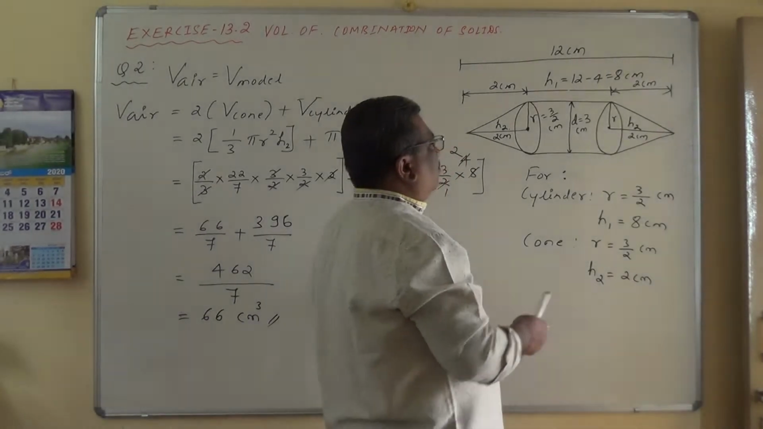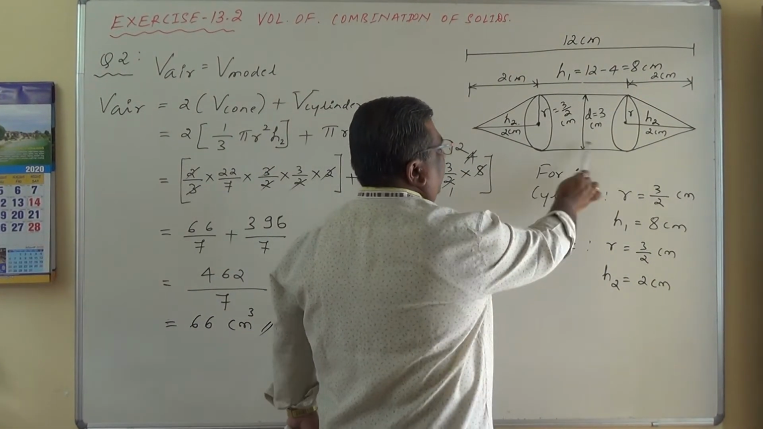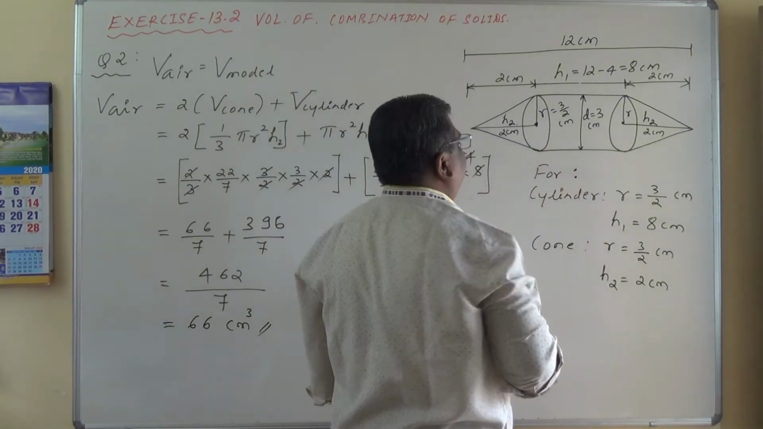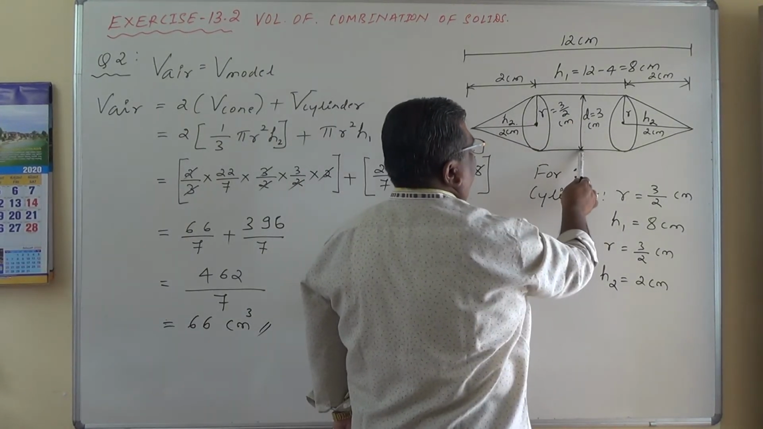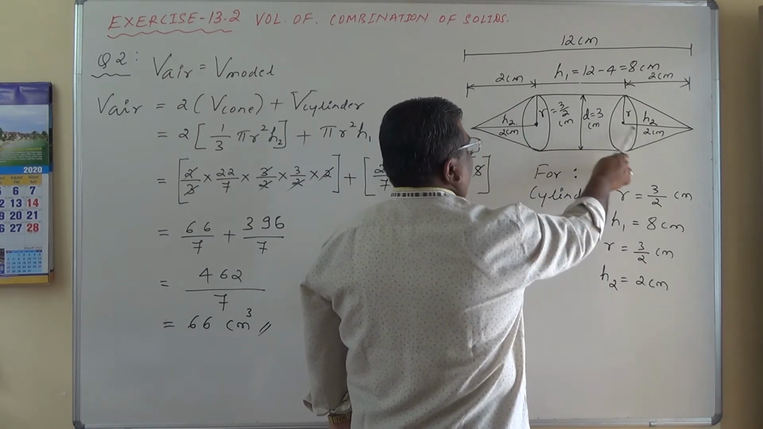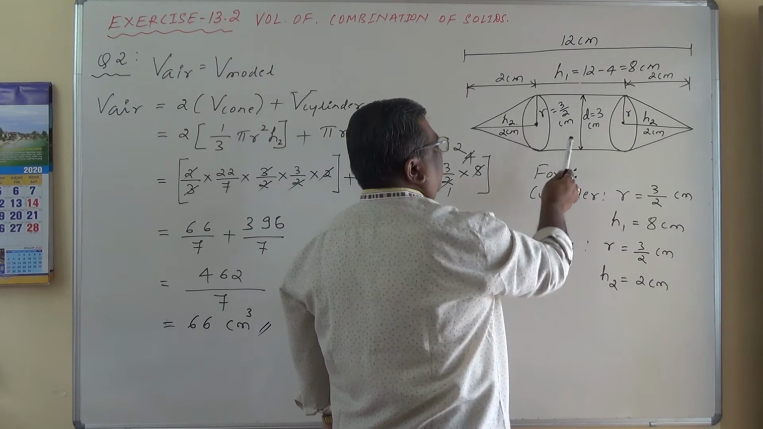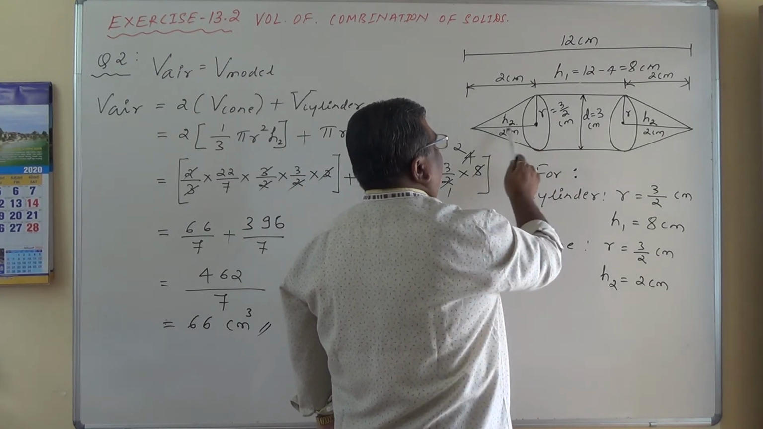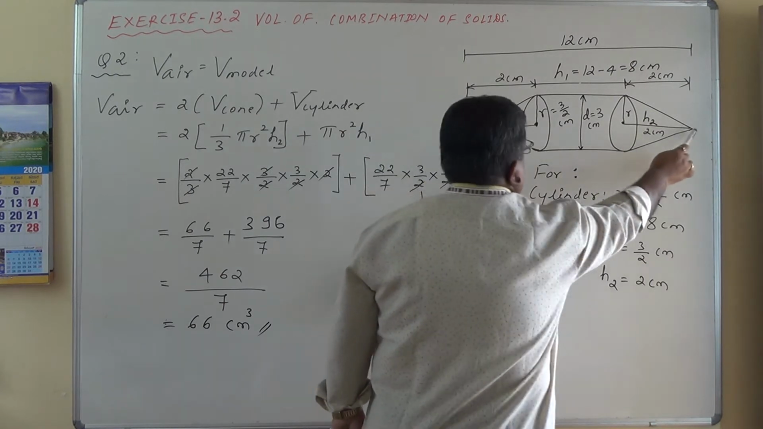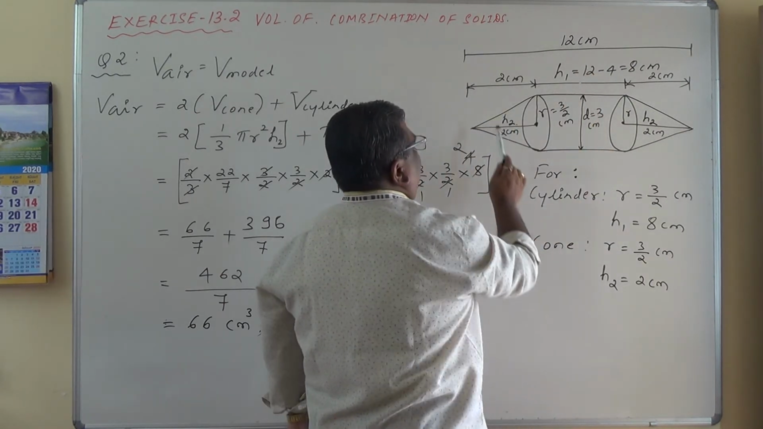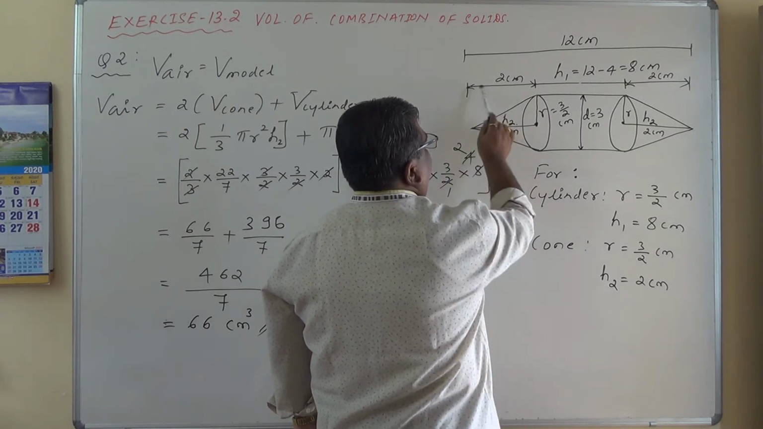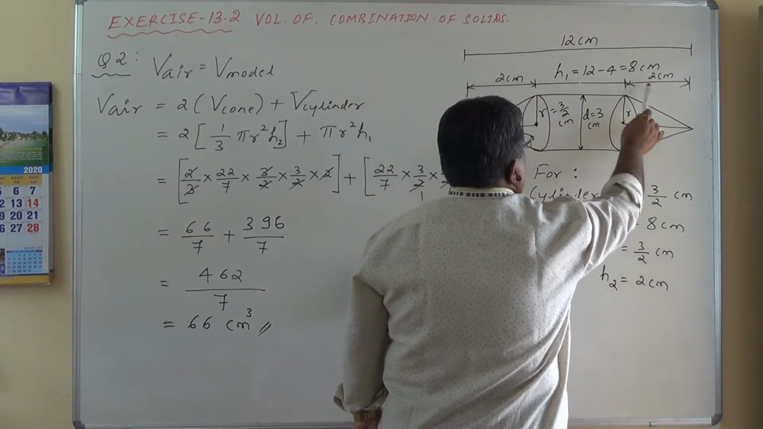Here the diagram goes like this. This is a model, a cylinder with two conical ends. The diameter of the model is 3 centimeter, and the two cones which have been attached to the model, the total length of the model is from here to here, that is 12 centimeter. The height of the cone is given to us, that is h2. Here I have written the height of the cone is given to us as 2 centimeter.